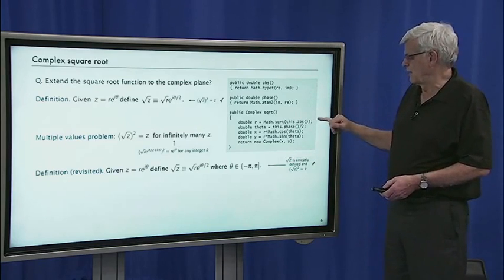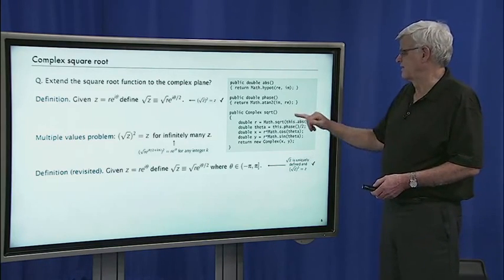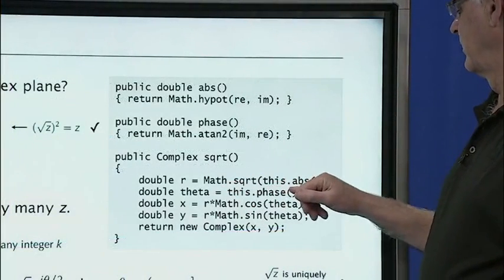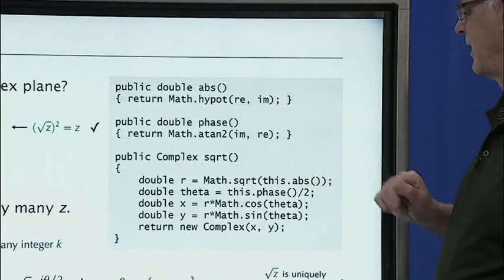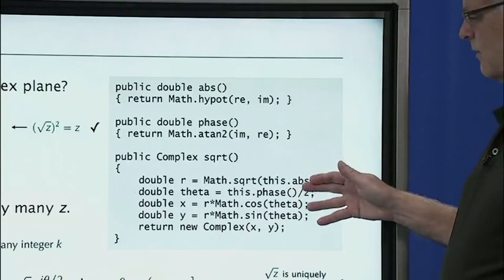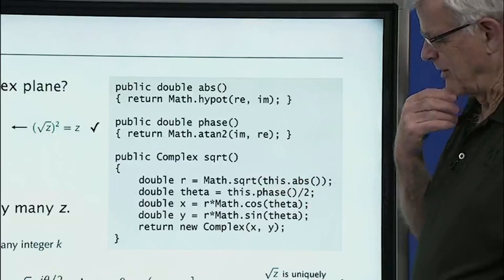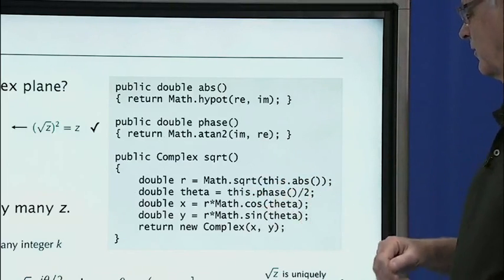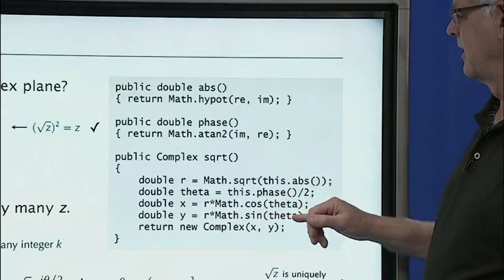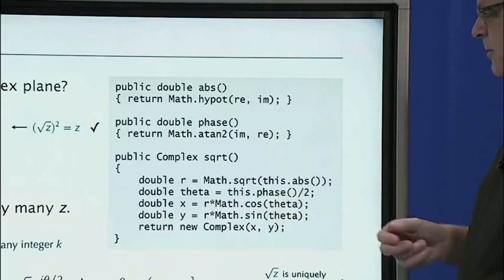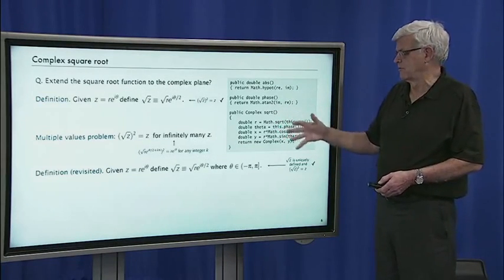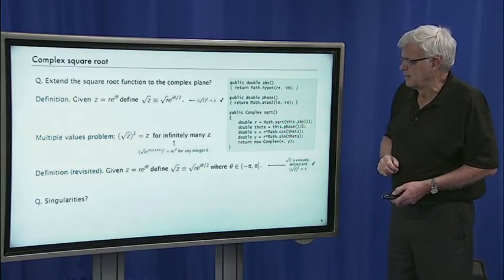So to compute the square root, we take the square root of the absolute value of our number, and then we take the angle and divide by 2. And then convert those over to x plus iy in the standard way, and then return a complex with those values. So that's simple code to compute the square root. And so now we can add square root to our plots, for example.